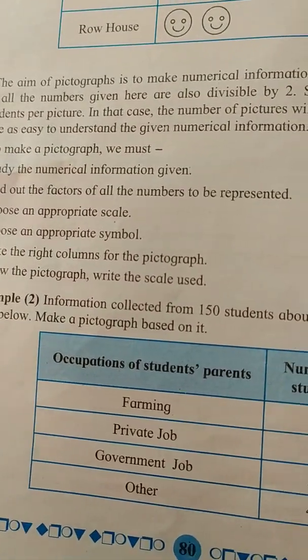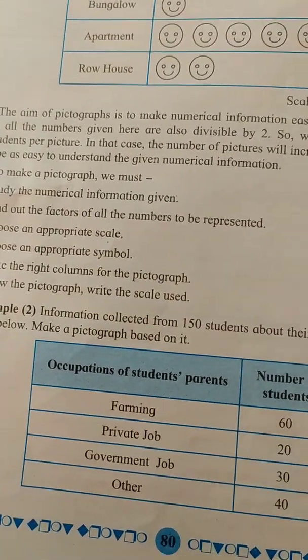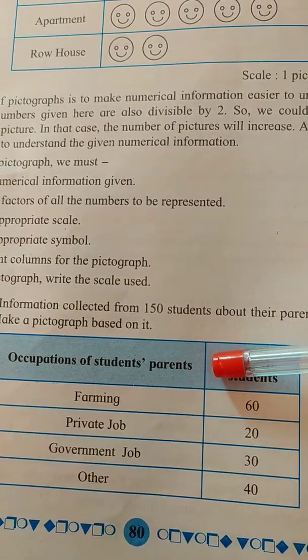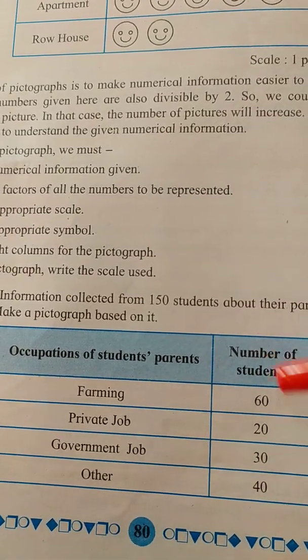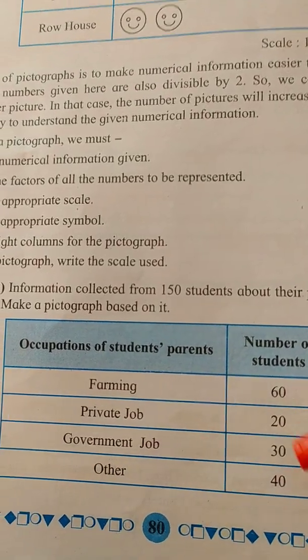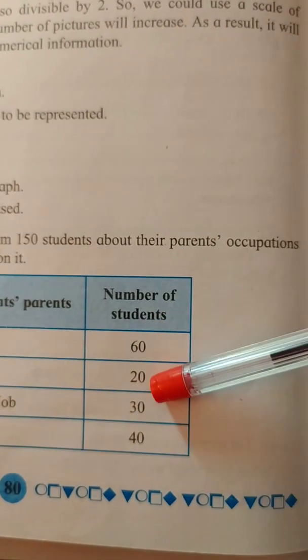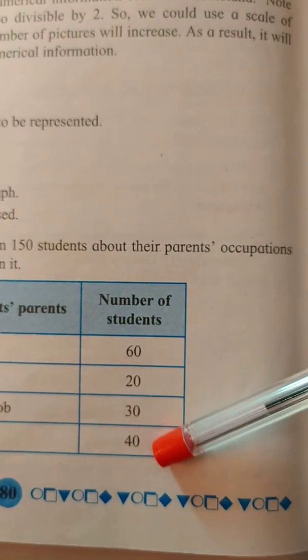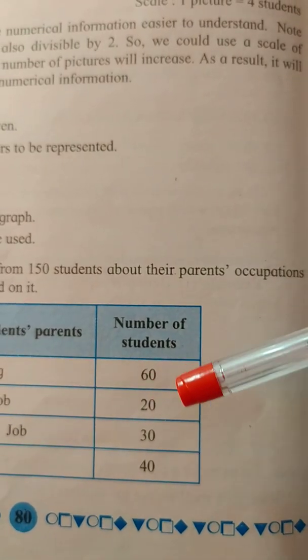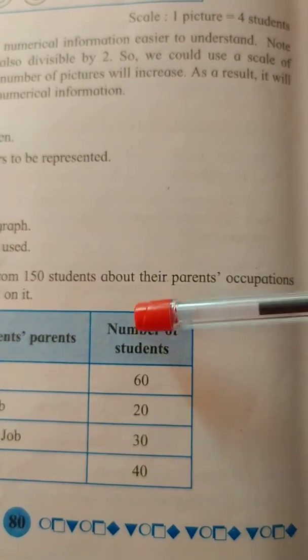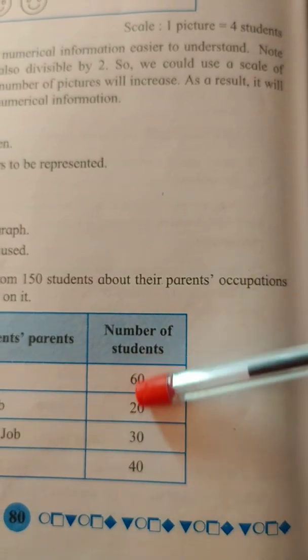Here, information collected from 150 students about their parents' occupations is given. Make a pictograph. So here, occupations of the students' parents: farming, number of students are 60, private job 20, government job 30, other 40. Again, if we were to use smileys, now if I look at the numbers here, 60, 20, 30, 40, what do I understand? If I can make groups of 10, because see, the number 10 is easily divisible, right? All these numbers can be divided by 10.